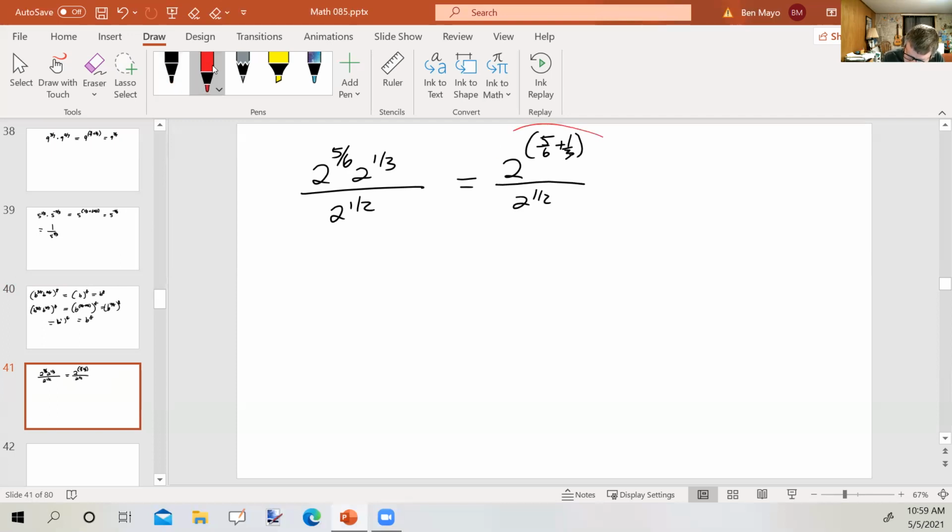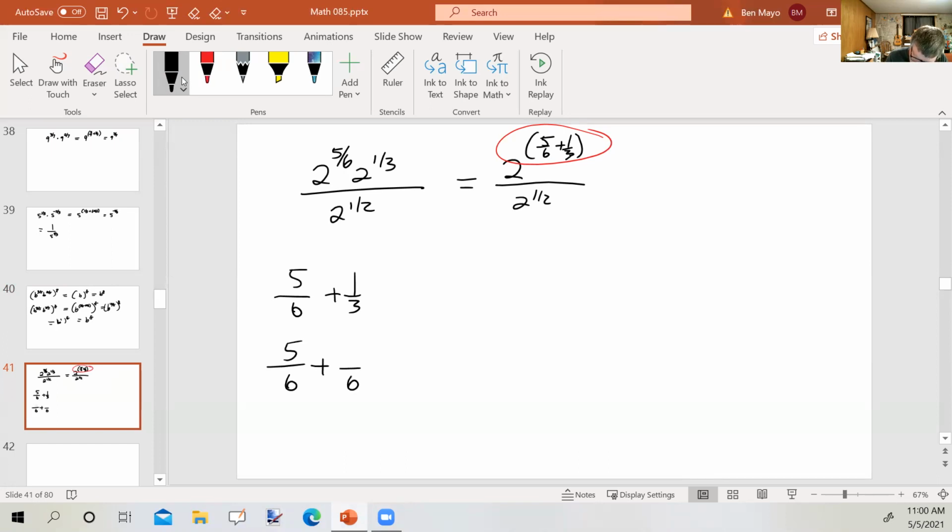Well, let's see here. 5/6 plus 1/3. 5/6 plus 1/3 would have a common denominator of 6. So we'd have to multiply. 5/6 would be just like it is. 1/3 multiplying it by 2 over 2 would become 2/6. So that's going to give us 7/6. So now we're going to get 2 to the 7/6 over 2 to the half power.